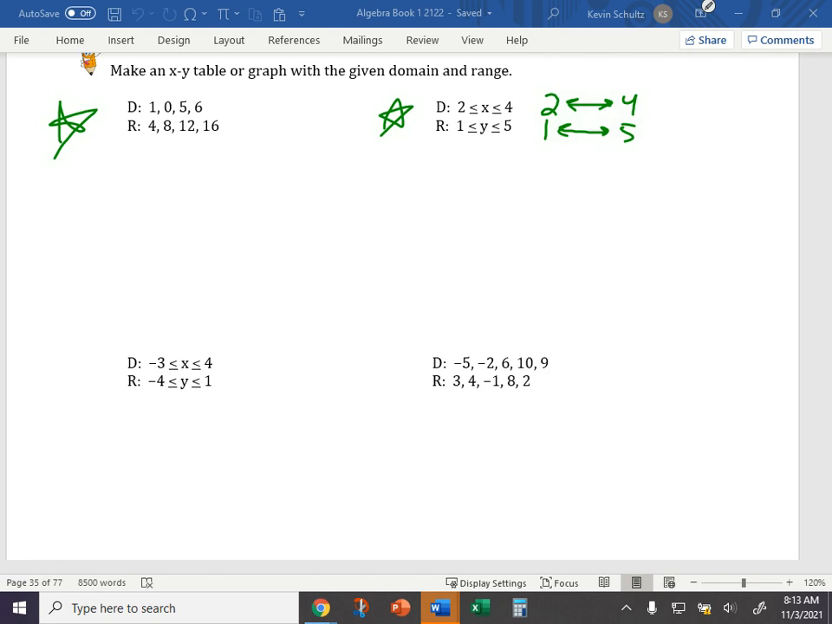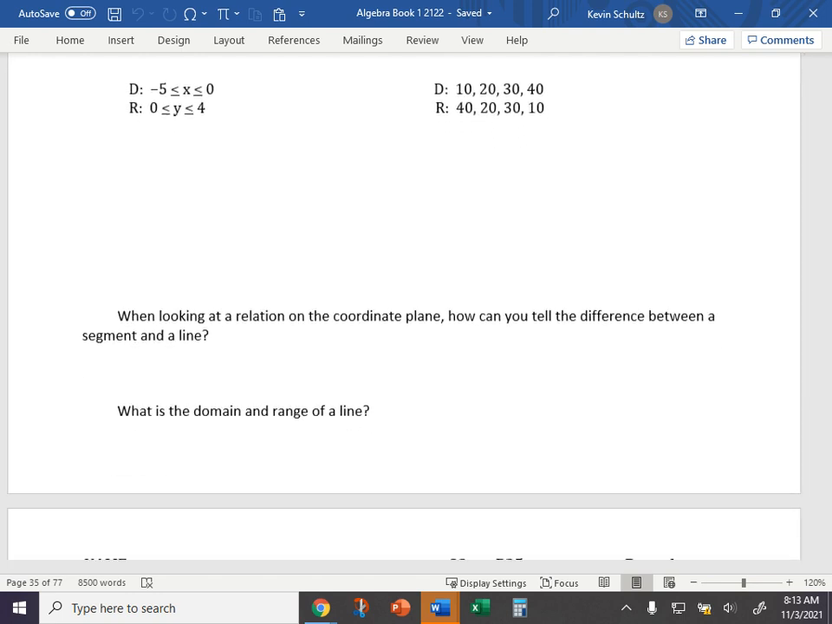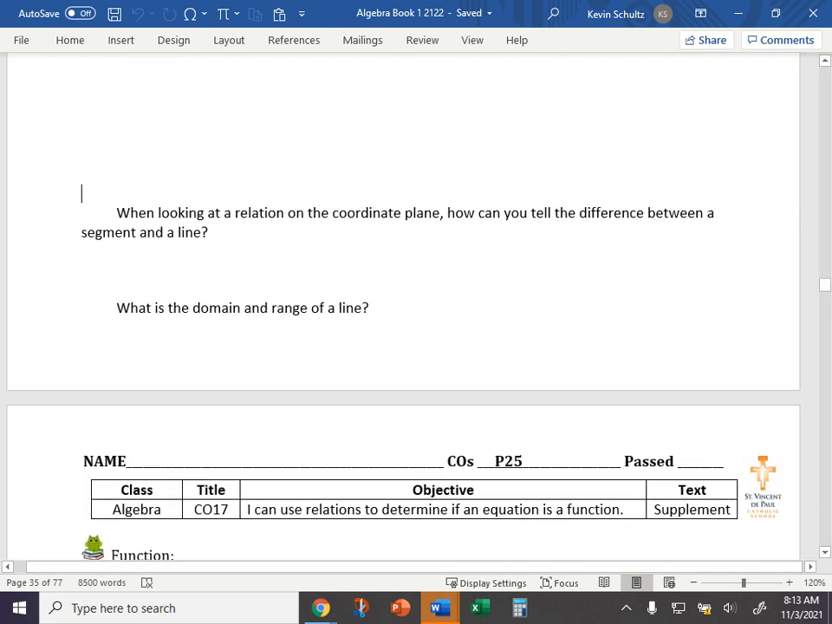Going further down the page, at the bottom it says, when looking at a relation on the coordinate plane, how can you tell the difference between a segment and a line? And then what is the domain and range of a line? You don't have any lines to make on the back here. We focus on only those tables and the segments, but I don't want to forget about the lines. So you have a couple questions on the bottom as well. What is the domain and range of any line? Because it goes on forever in both directions. Anything, right? All real solutions. Pretty fun to make, okay?